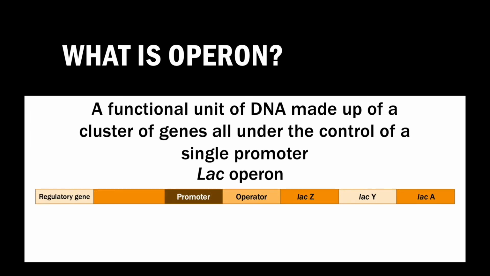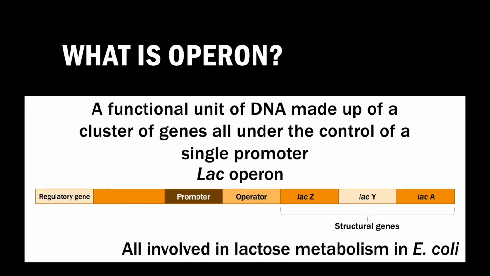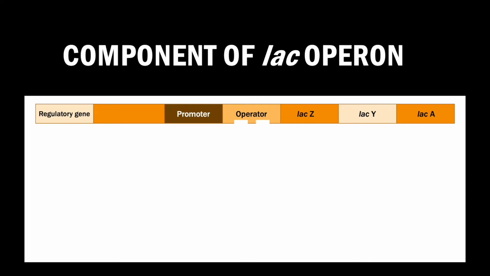For example, in the lac operon, we have the genes Z, Y, and A that individually code for protein, hence we call them structural genes, and all these genes are under the control of a single promoter. The Z, Y, and A genes all code for products which are all involved in lactose metabolism in E. coli. It is important for students to note that operon can only be found in prokaryotic cells. The genes in eukaryotic cells are not organized into operons. Now let's have a look at the components of operon.